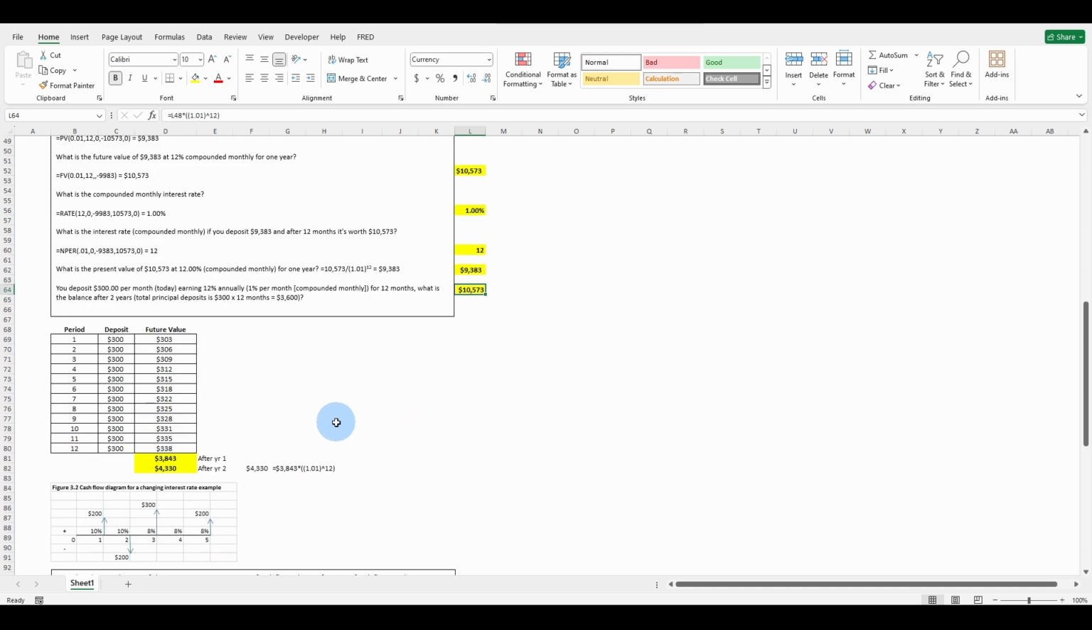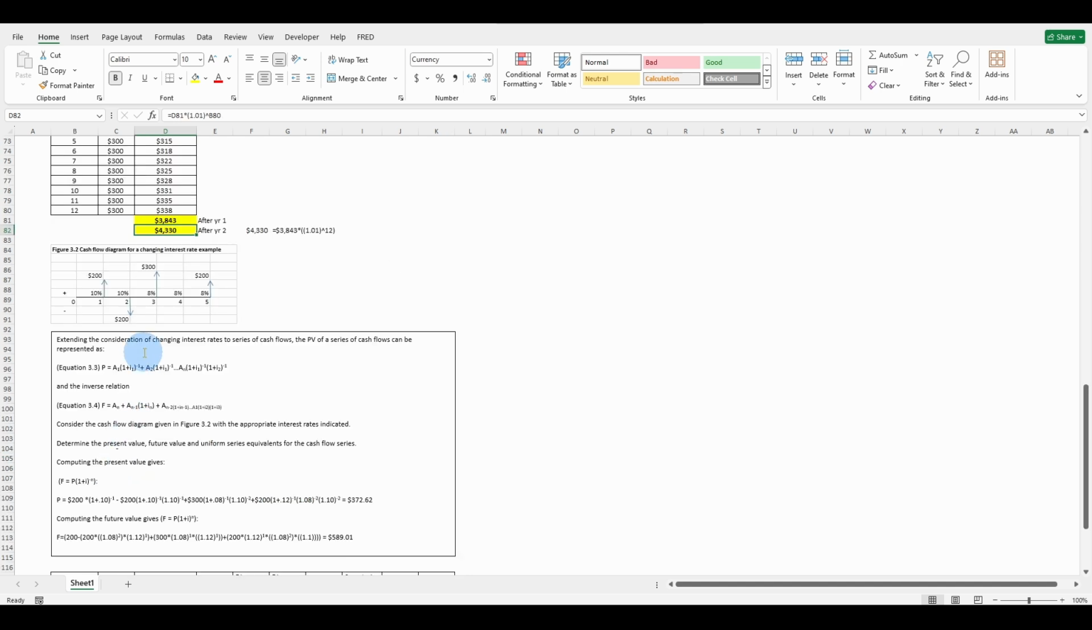Here is another example. You deposit the 300, earning 12%, 1%, and then this is just after year one, 3843. So D69, D80, 3843. This is just $300 deposited monthly, earning 12%. Here's the amount after year one. Here's the amount after year two.